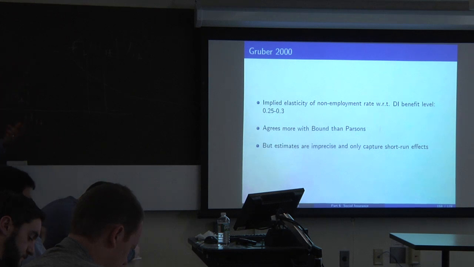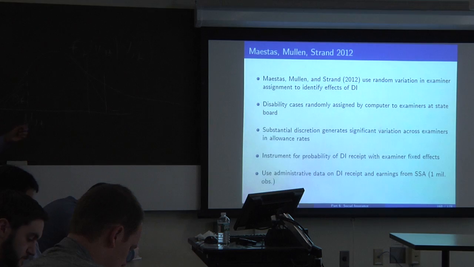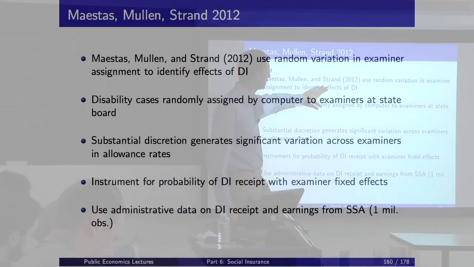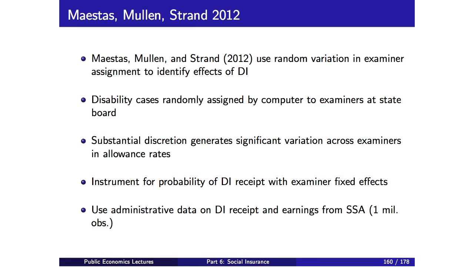So the paper that I'm much more excited about, this is the one that's just coming out in the AER. There are a pair of papers that do this in the US using a research design that I think is going to be much more popular going forward and gives us a much better handle on what's going on. So in this paper, they use random variation in examiner assignment to identify the effects of DI.